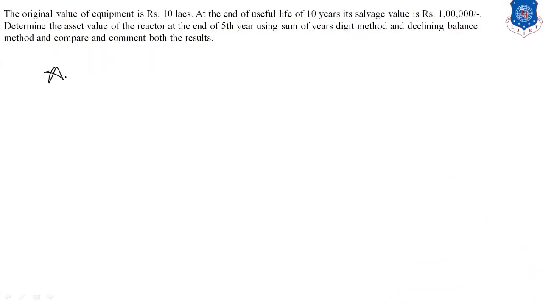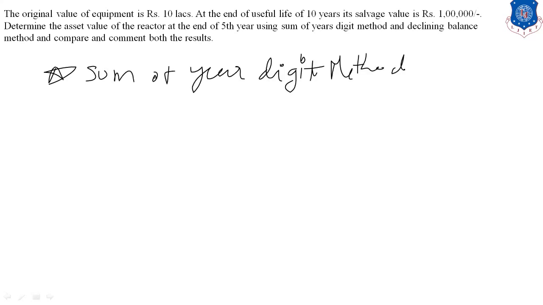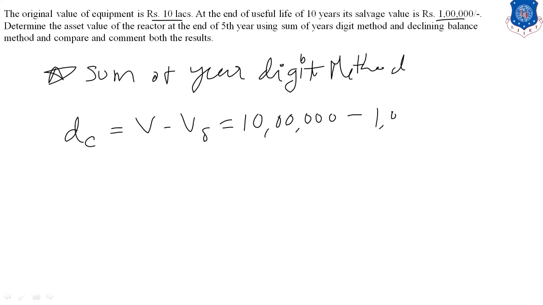So let's calculate the depreciation using the sum of the year digit method. Let's first calculate the depreciable cost DC, which can be given by V minus Vs, where V is the original cost, which is 10 lakh rupees, minus the salvage value, which is 1 lakh. So V minus Vs makes 9 lakh rupees.